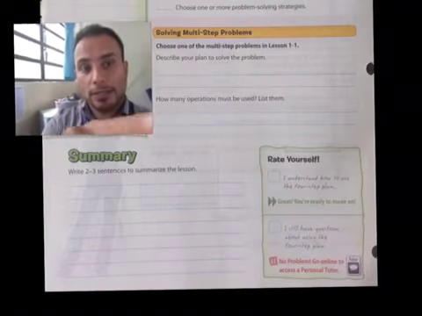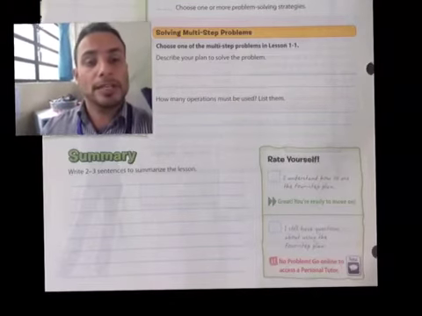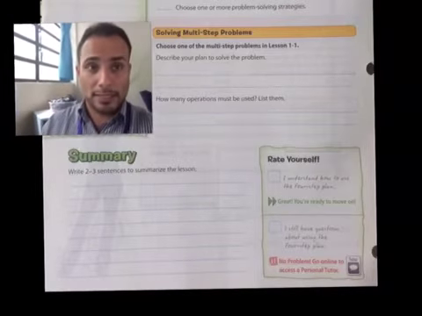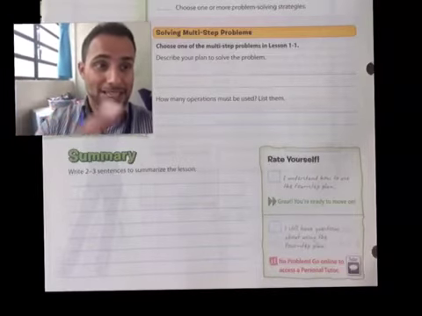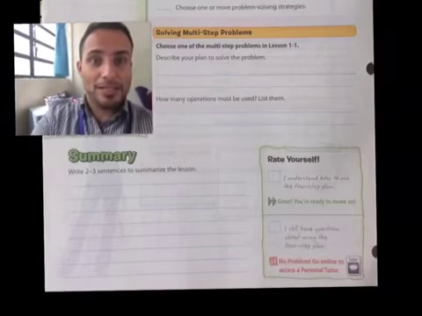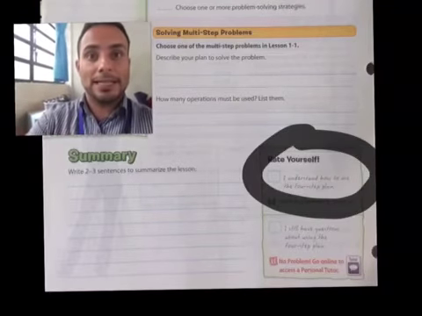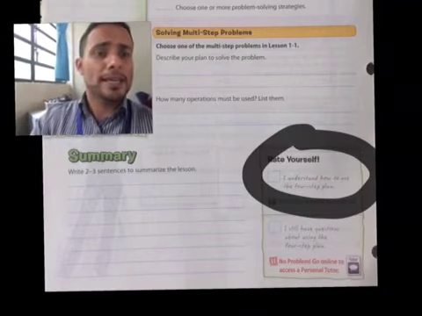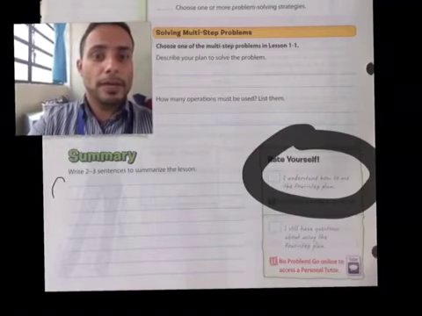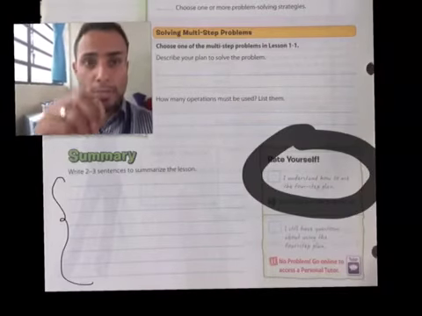But I think we can answer the summary in 2 to 3 sentences, what this lesson is about. If you've noticed, right there where it says rate yourself, it says I understand how to use the 4-step plan. Well, that is the objective of this lesson. So write a sentence to summarize the lesson. Write that down right here. I won't write it for you. I want you to write it.